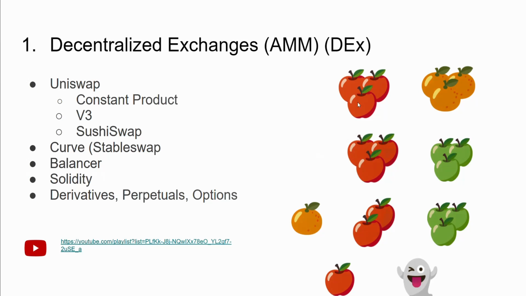So if we look over here, we have apples and oranges, right? They use this thing called the constant product. So if you think of it this way, right now there are 3 apples and 3 oranges, and 1 apple is worth 1 orange, right?